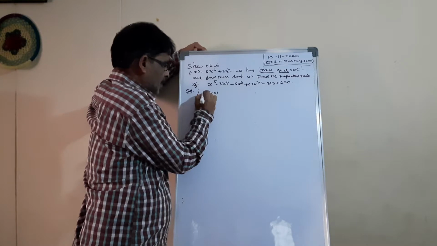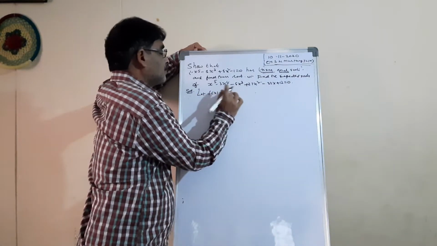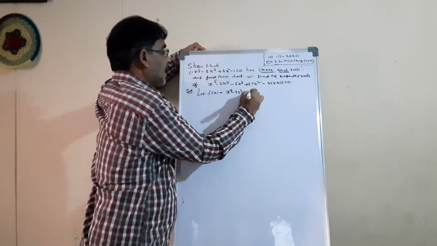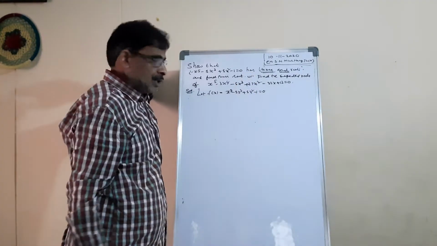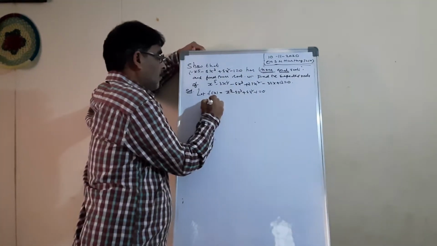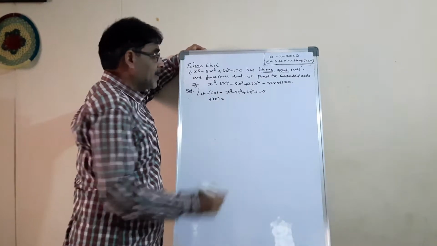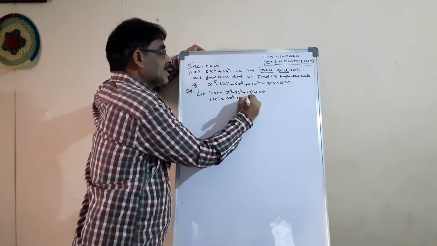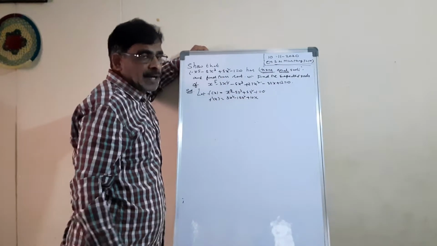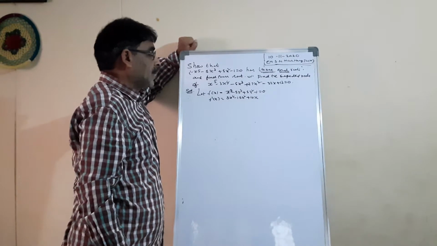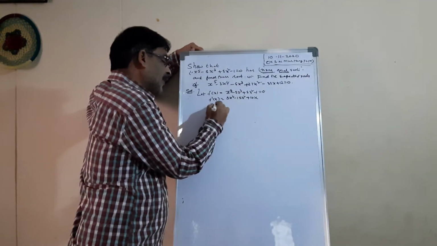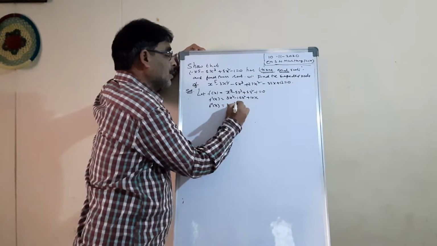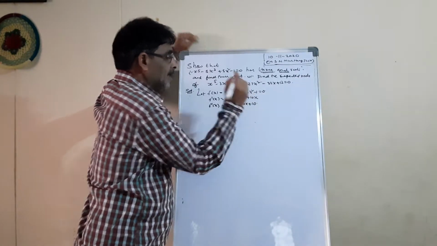Let f of x equal to x power 5 minus 5x cube plus 5x square minus 1 equal to 0. See, find f dash x. What happened? Differentiation: 5x power 4, 15x square, 10x. Differentiation of constant equal to 0. Okay. Now find f double dash x. Second derivative, that is 20x cube minus 30x plus 10.